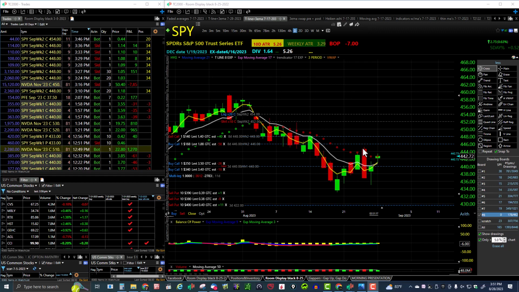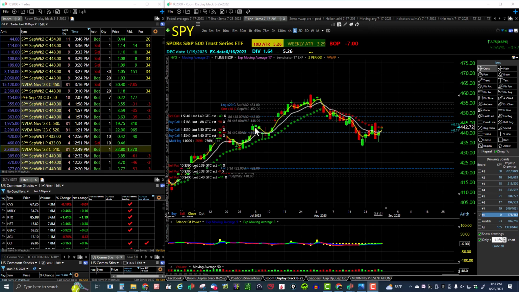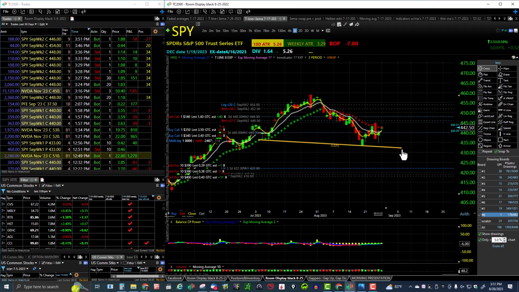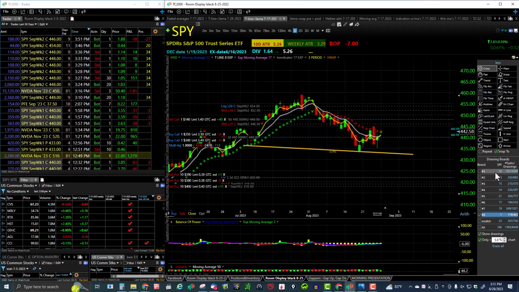We put in a lower high over here. So now we have a right shoulder and a left shoulder and a neckline. So below this area right here, that's going to be our head and shoulders pattern right there. All right, so we'll take a look at this.